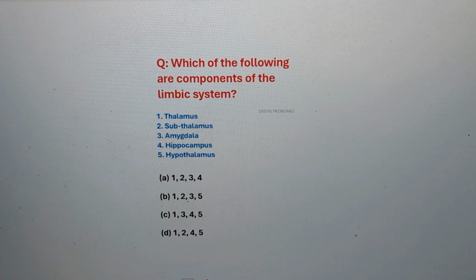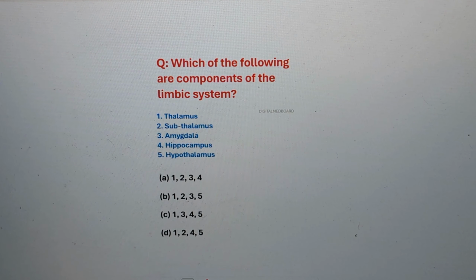Hemiballismus occurs due to lesion in the subthalamic nucleus and involves contralateral purposeless involuntary movements of proximal nucleus. Since the subthalamus is not a component of limbic system, this is incorrect.